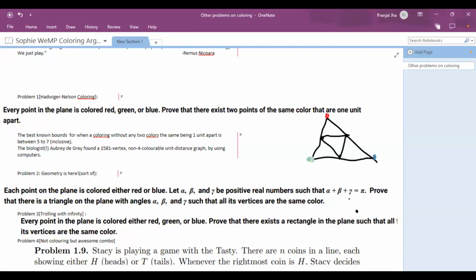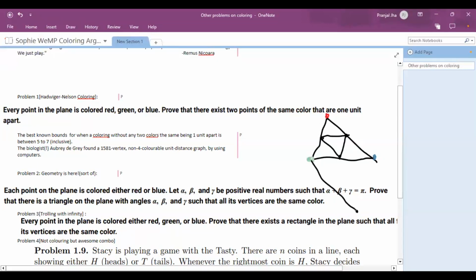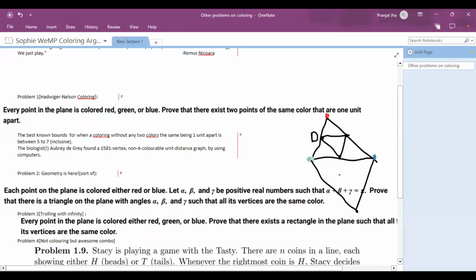So we can just reflect this red point. We could reflect the blue points as well, but it's more symmetric to reflect the red point, right? So we reflect the red point and we get this new triangle. So I'll just mark the points. This is D, E, and F. This is ABC.